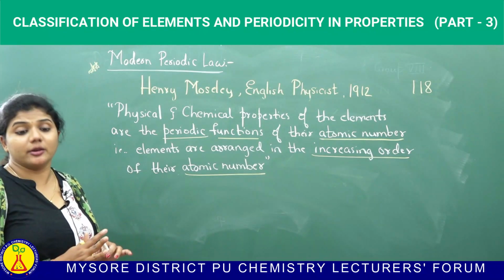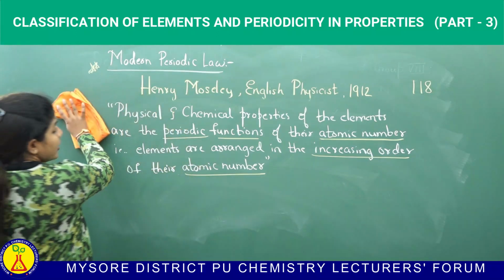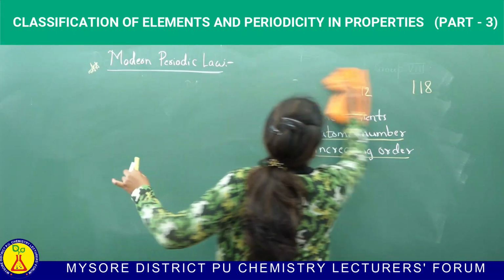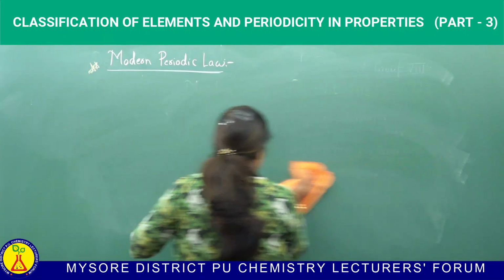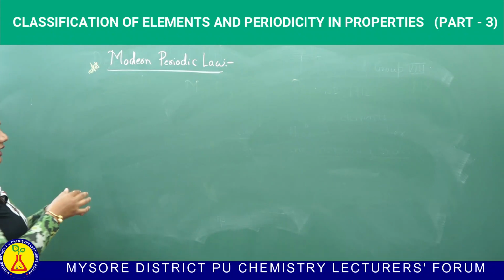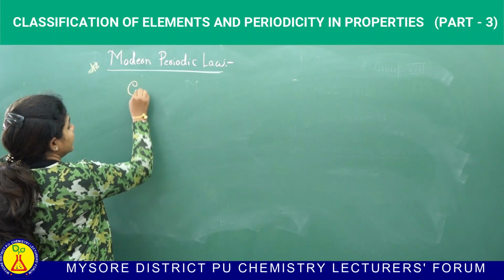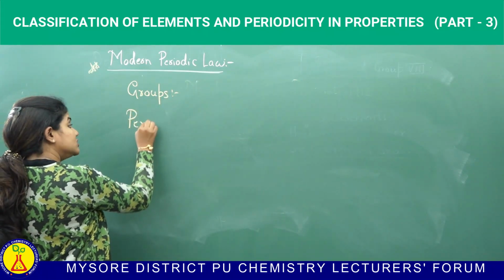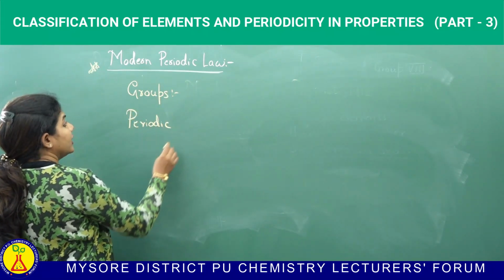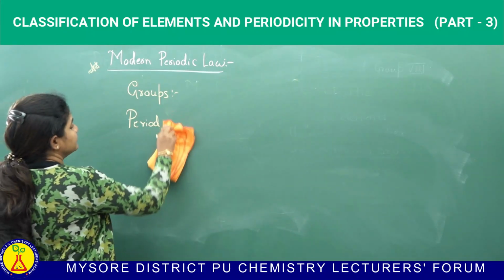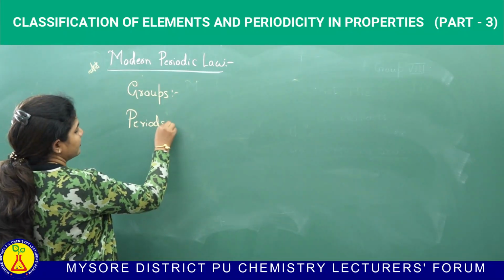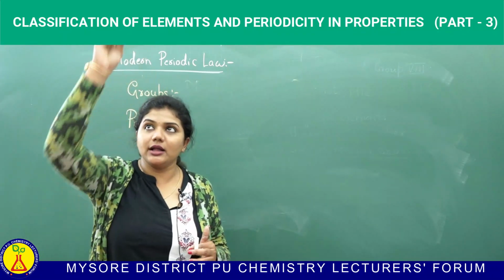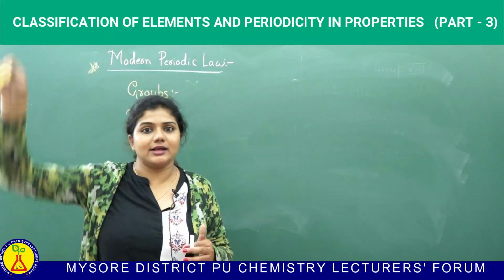The major impact of the modern periodic table was that it is classified into groups and periods. The modern periodic table is classified into groups and periods. Mendeleev's table used a similar illustration. So what do you mean by a group? Vertical columns are called groups.